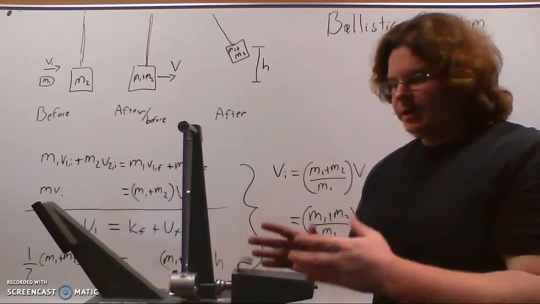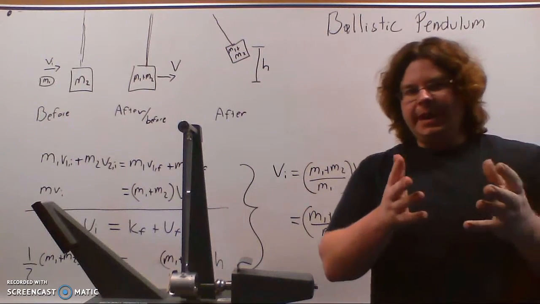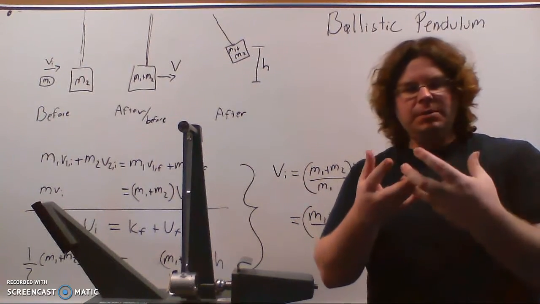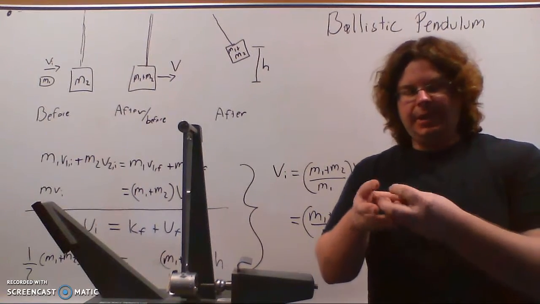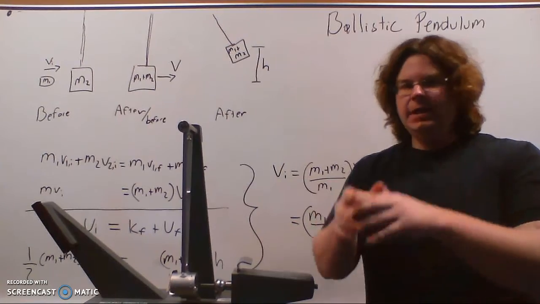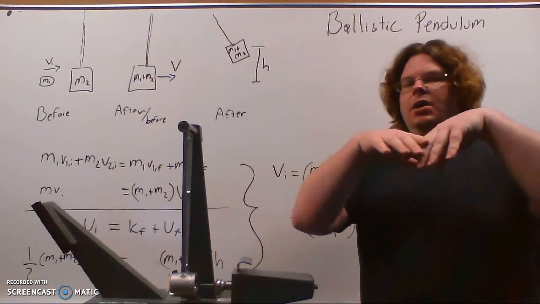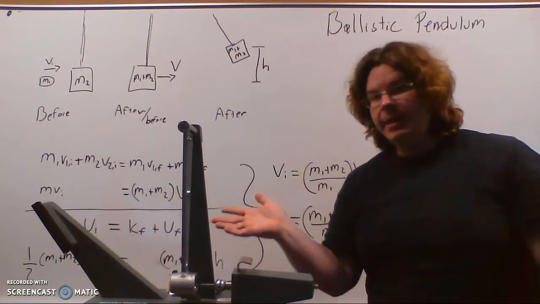This contraption here is called a ballistic pendulum. It's used to show how first we can have an interaction where we really focus on conservation of momentum, and then there's a follow-up interaction that's based on conservation of energy. Well, technically both conservation of momentum and conservation of energy are holding the entire time.